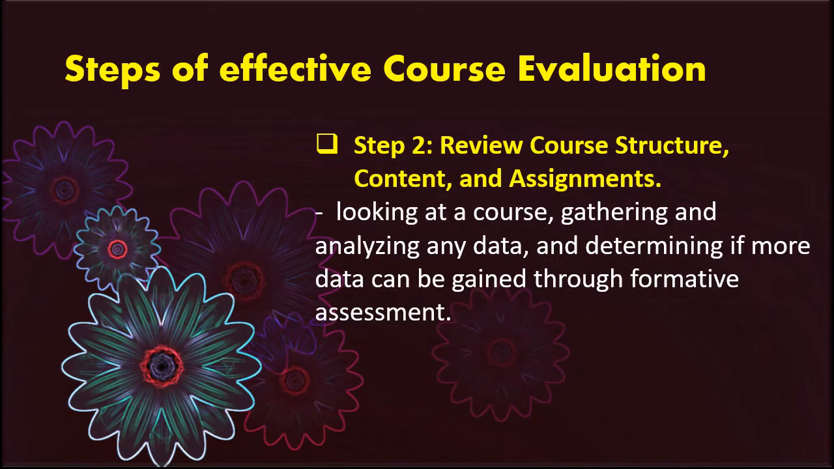The second step of course evaluation is the exact reviewing process. Review course structure, content, and assignment. This step includes looking at a course, gathering and analyzing any data, and determining if more data can be gained through formative assessment.